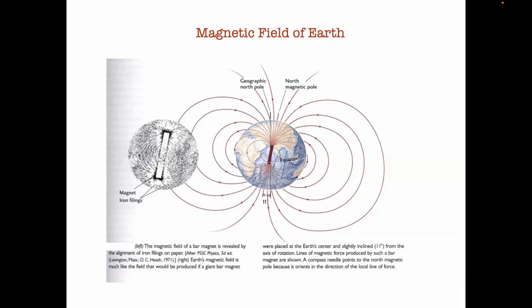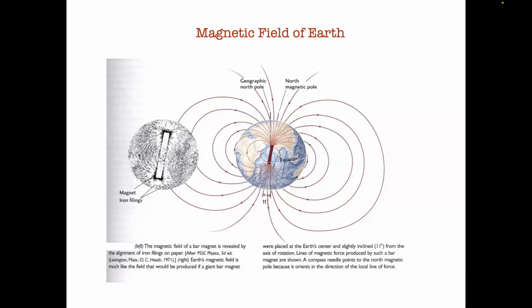In the same way, scientists have proposed that if you keep a very huge, giant magnetic bar at the center of the Earth, it will also create a similar kind of magnetic field. But there is a slight inclination of this magnetic field with respect to the geographic north. There is an 11-degree inclination between the geographic north pole and the magnetic north pole of the Earth.